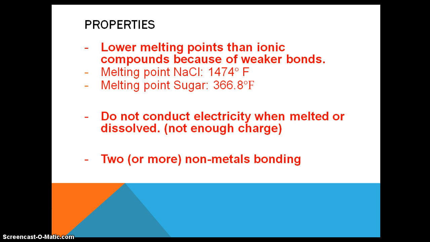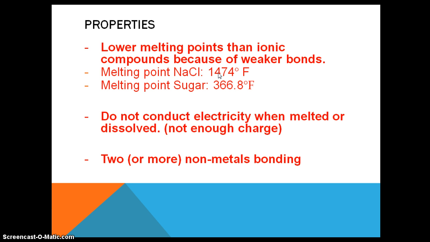These charges allow the atoms to attract to each other. Covalent bonding doesn't quite work that way, and that results in a weaker bond. As a result, we typically have really low melting points for those compounds. For example, sodium chloride is an ionic compound, and it has a melting point of 1474 degrees, which is pretty hot. You can't melt that on the stove or anything like that.